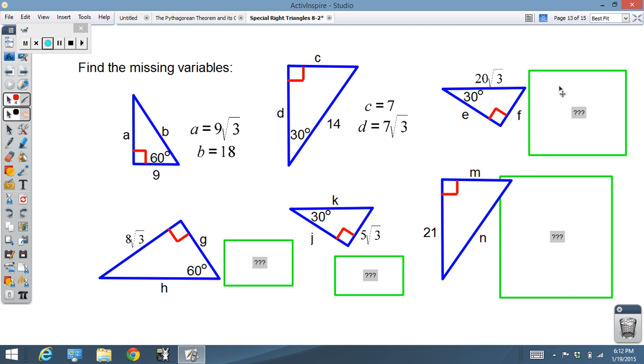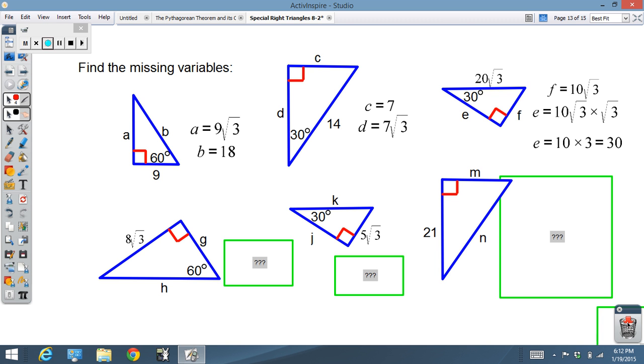E and F: hypotenuse is 20 times the square root of 3, so F would be half of that, or 10 times the square root of 3. E, then, is the short leg times the square root of 3. Once again, square root of 3 times the square root of 3 is 3, and E must come out to be 30. Good.